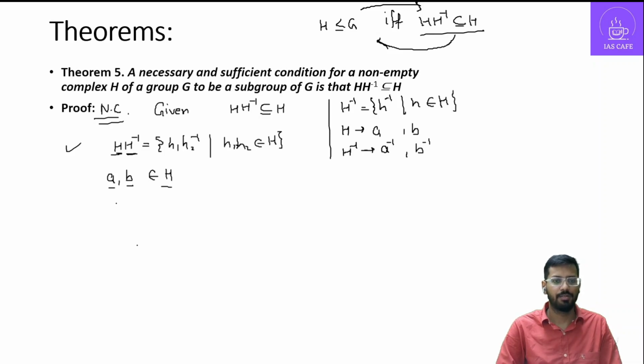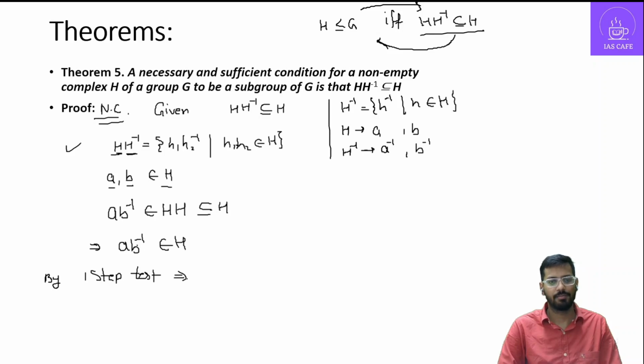So from this definition we can say A B inverse belongs to H H. Okay, because A and B are elements of H, so B inverse will go in H inverse. So from this we can say A B inverse belongs to H H. But given that H H is a subset of H, that implies A B inverse belongs to H, and by one step test we can say H is a subgroup of H. Okay, so that is the necessary condition.